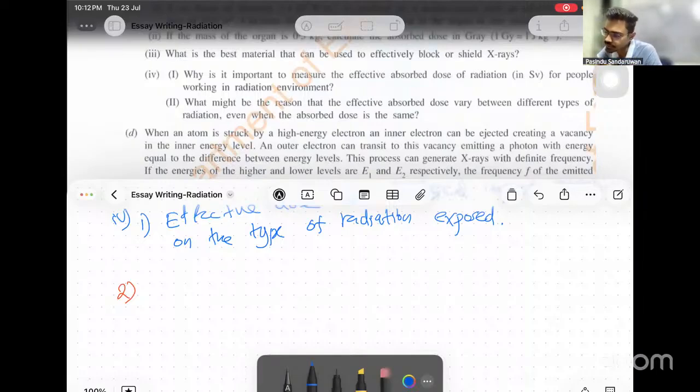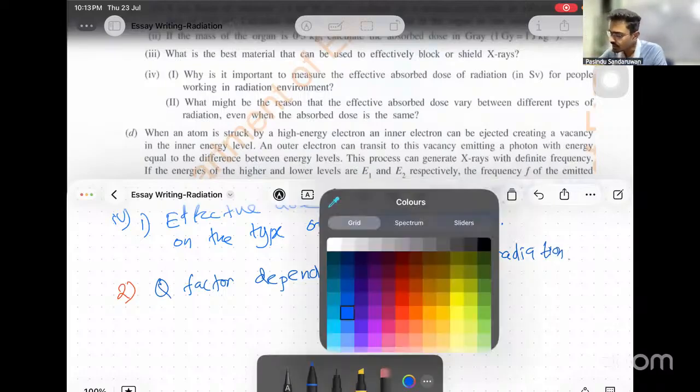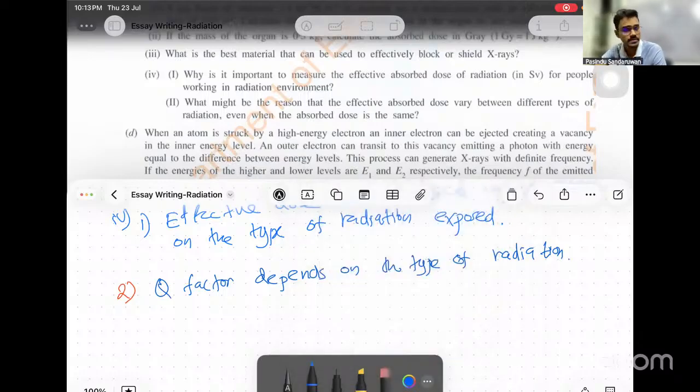What might be the reason for the effective absorbed dose varying between different types of radiation? The Q factor depends on the type of radiation. That's what I explained before. Exposure to alpha is different from exposure to gamma.